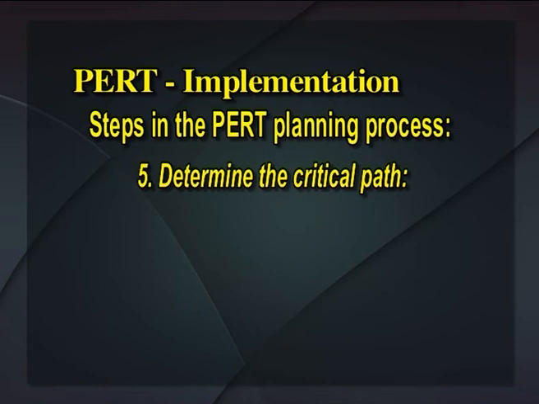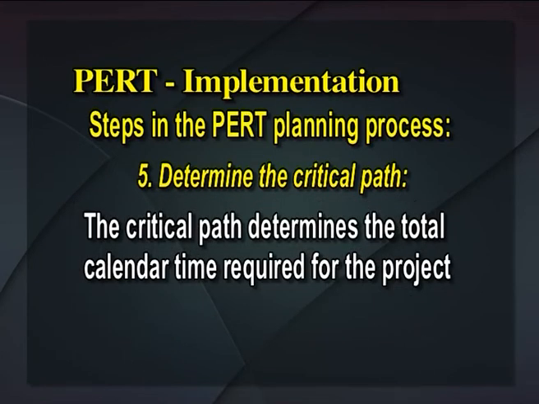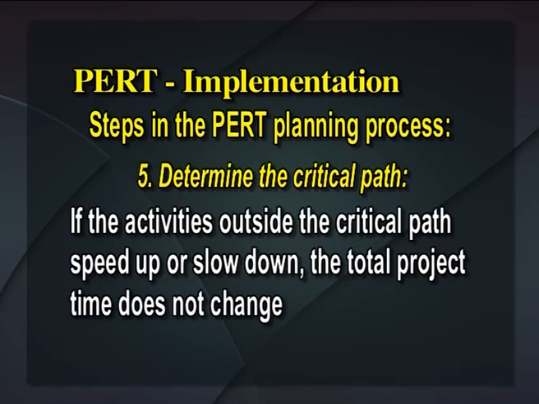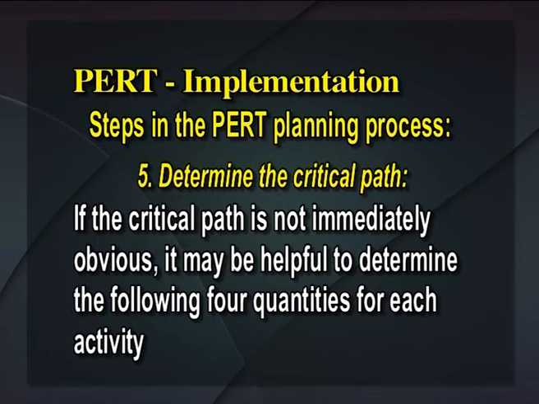Determine the critical path. The critical path is determined by adding the times for the activities in each sequence and determining the longest path in the project. The critical path determines the total calendar time required for the project. If the activities outside the critical path speed up or slow down, the total project time does not change. The amount of time that a non-critical path activity can be delayed without delaying the project time is called slack time. If the critical path is not immediately obvious, it may be helpful to determine the following 4 quantities for each activity.